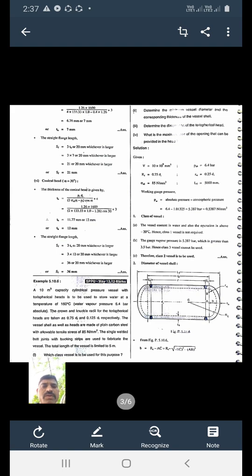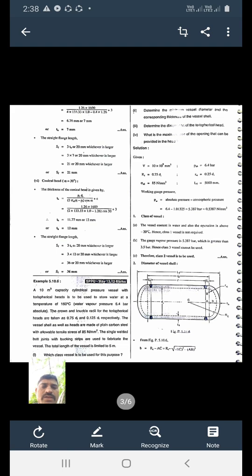The gauge vapor pressure is 5.387 bar, which is greater than 3.5 bar. Hence, a class 3 vessel cannot be used. Below 3.5 bar, we can use the class 3 pressure vessel. Therefore, the class 2 pressure vessel is to be used. Here the first answer is class 2. You should remember the temperature and pressure ranges of class 1 and class 2, and with the help of that you can easily identify which class is given.